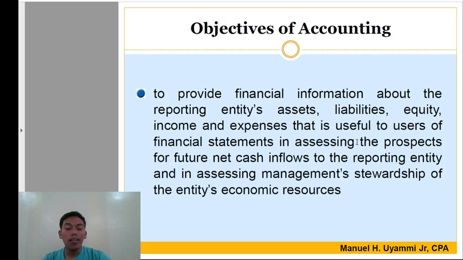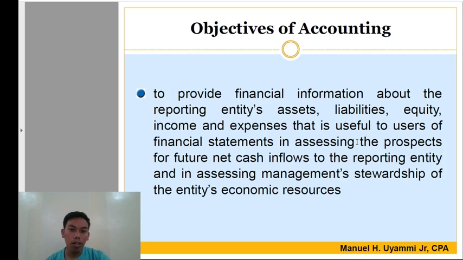That information about the entity is useful to users of financial statements in assessing the prospects for future net cash inflows to the reporting entity and in assessing management's stewardship of the entity's economic resources. So the financial statements are used to project future net cash inflows, how much our business will earn, how much money will come into our business. We also use the financial statements to evaluate how management takes care of the resources we gave to the business.